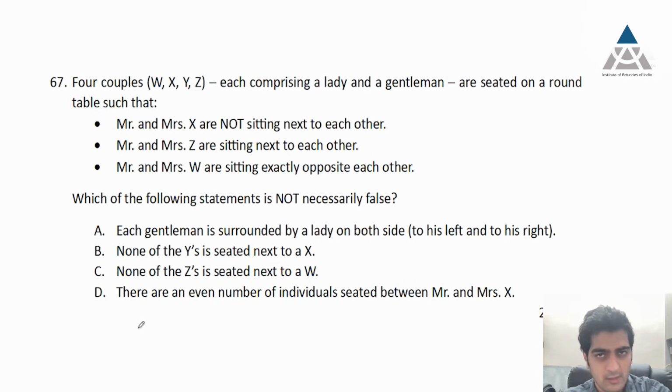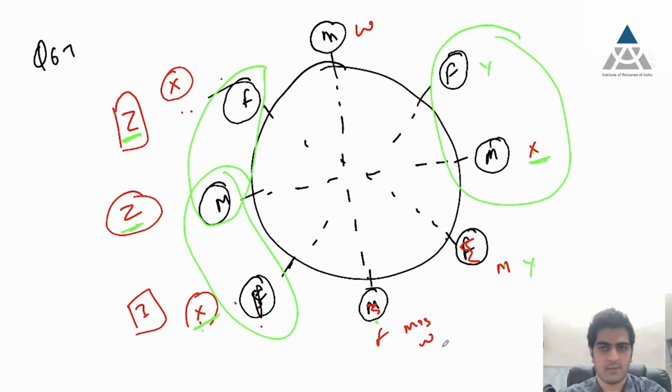So that only leaves us with option D, and it says there are an even number of individuals seated between Mr. and Mrs. X. So where could be Mr. and Mrs. X? If Mr. X is here, then Mrs. X could be here or here, correct? Let's see the number of people between them. So here you have 1, 2, 3, and here you have 1, 2, 3, 4 in between, right? Here you have 1, 2 in between. Here you have 1, 2, 3, and 4 in between.